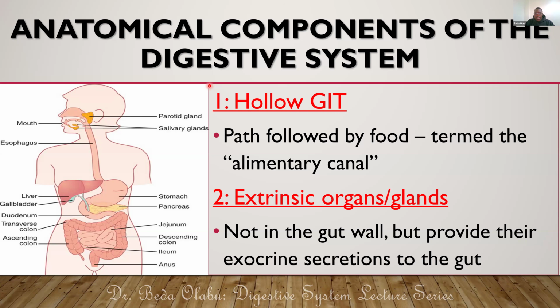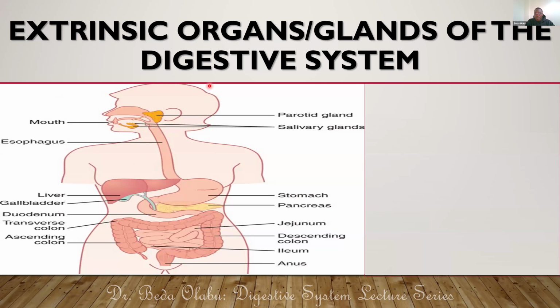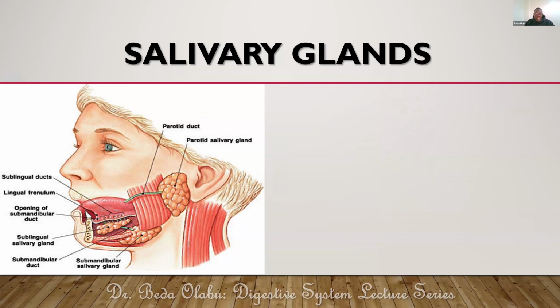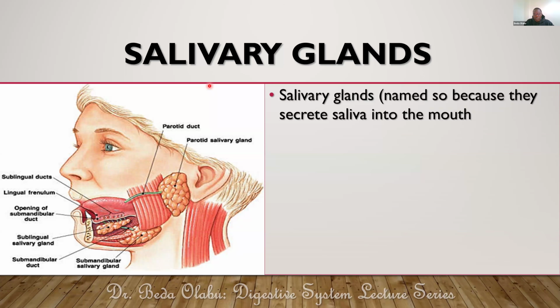And when you talk about these extrinsic glands or organs, there are majorly four that we're focusing on: the salivary glands, pancreas, liver, and gallbladder. And I want to look at them in that particular order. Let's begin with the salivary glands. They are called so because they produce saliva into the oral cavity.